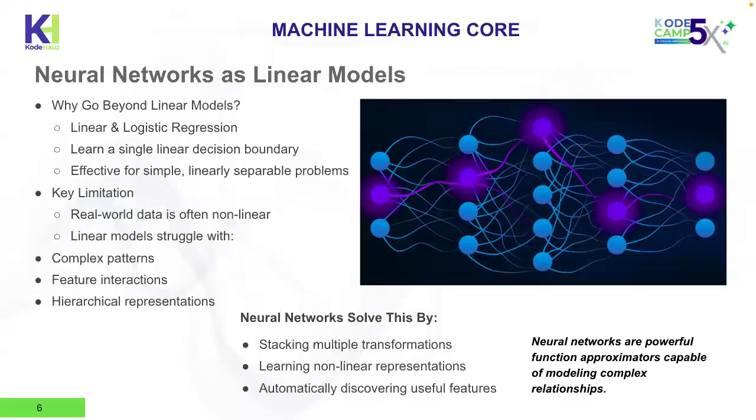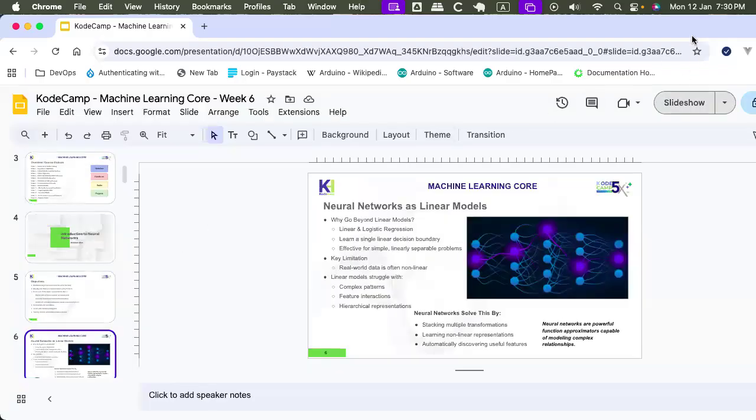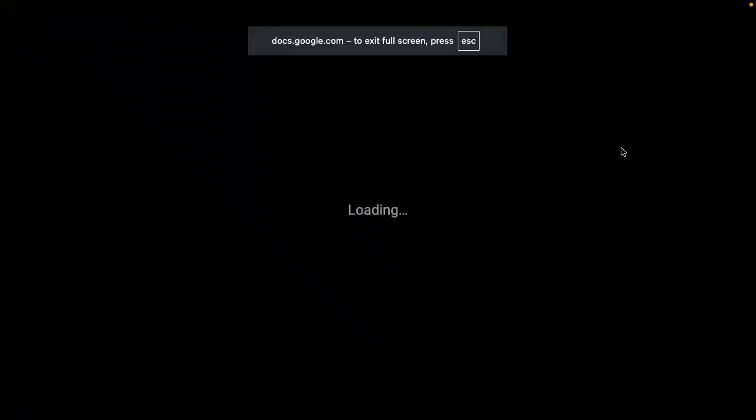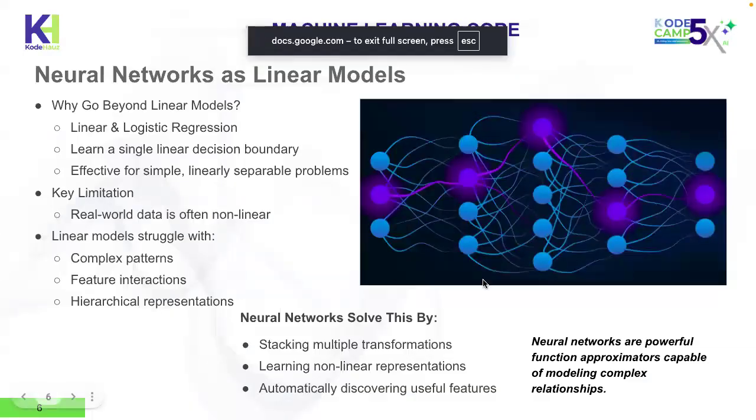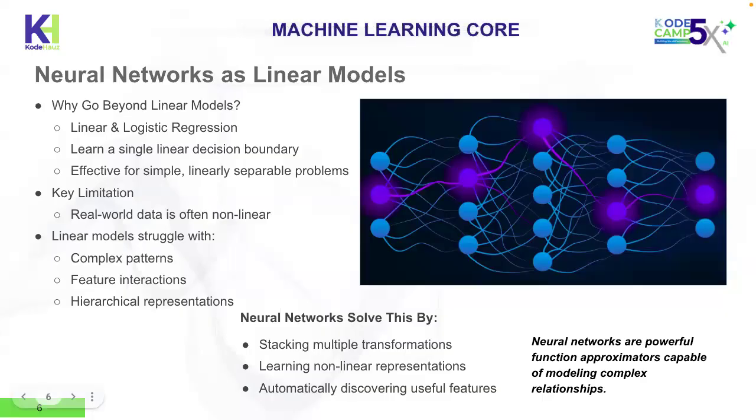And then there are other situations as well, patterns that are very complex, right? There are patterns that are very complex, and complex patterns are definitely going to be very difficult for linear models to represent, right? Then as well, hierarchical representations or hierarchical relationships between data will also be very difficult for you to represent with a linear model.